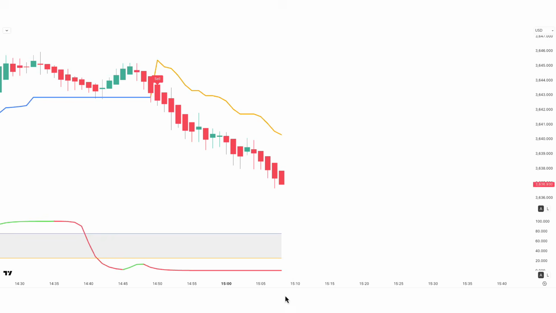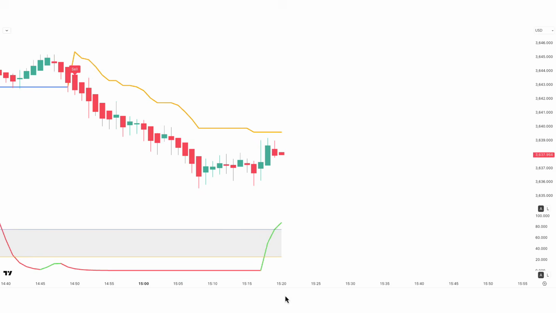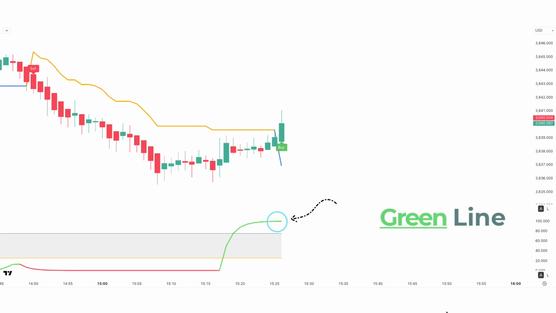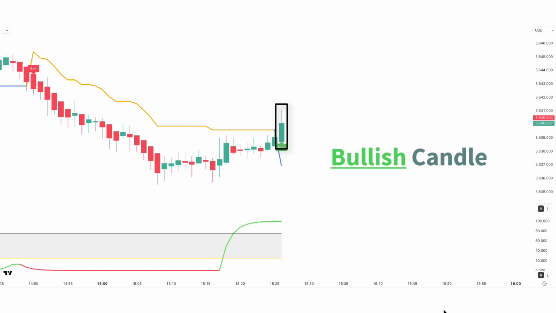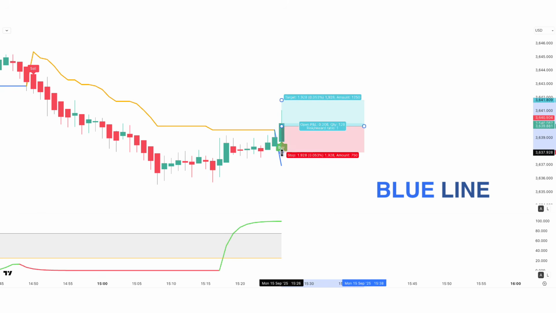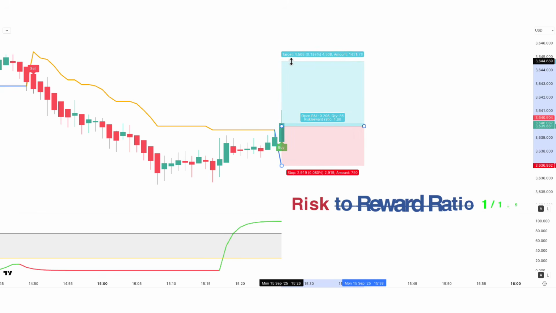Now our setup is ready. Let's see how we use these trading setups. When the IDX 5UP arrow of this indicator is a buy signal, the green line of the STC indicator should be above the black straight line, and the market forms a bullish candle. If this condition is fulfilled, then we will place a buy order. Our stop loss is to be placed at the blue line, and the risk to reward ratio will be 1:1.5.